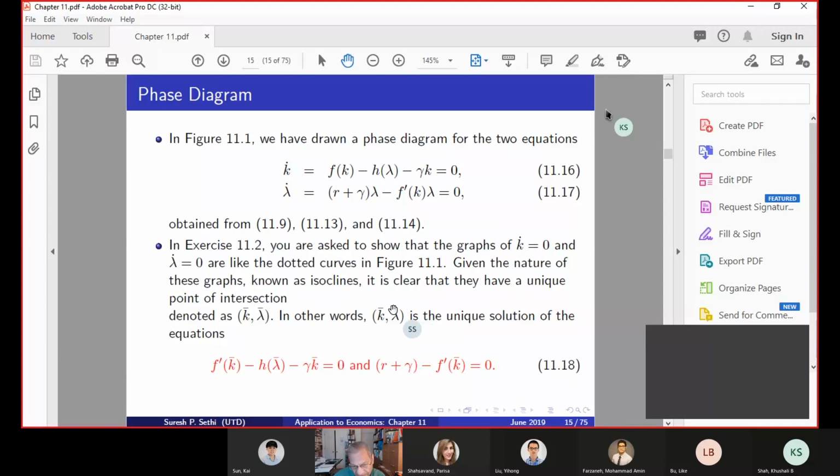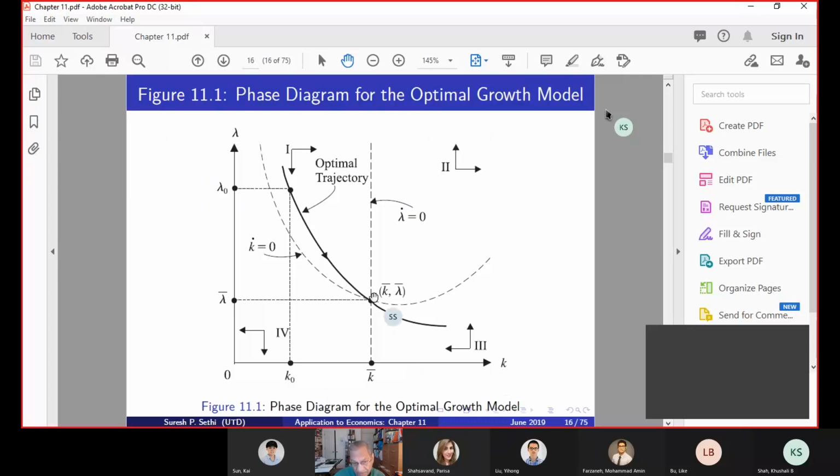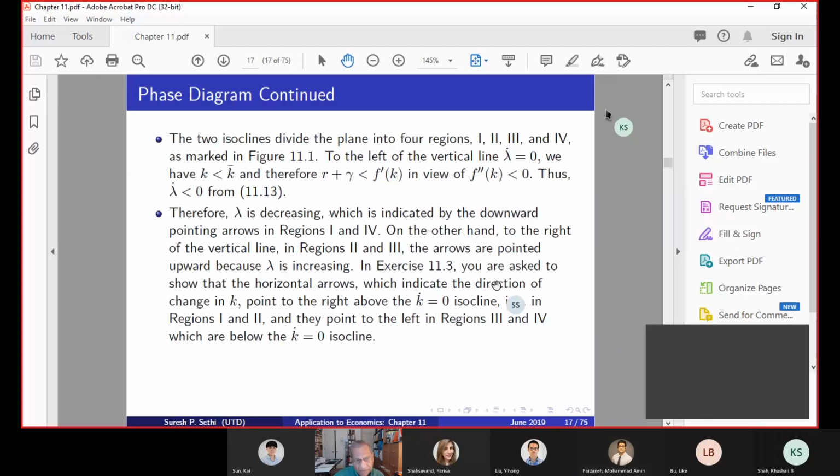And then you can show that there's a unique solution, k bar lambda bar, of these two equations. The unique solution of these two equations, k bar lambda bar, is just this point. So that part is this part. Now the second part is to try to get these guys. These guys are rather straightforward. I do one and then exercises are given you another one.